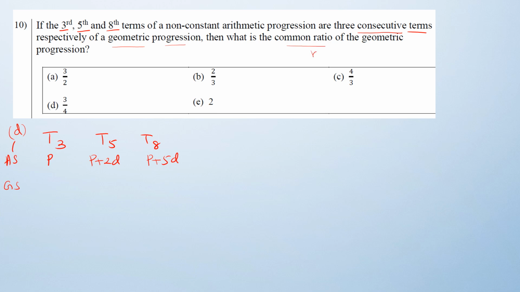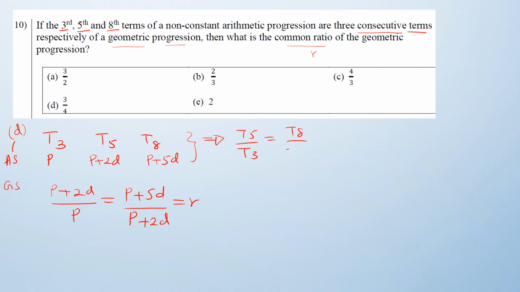So, we have 2 relations. P plus 2D over P is equal to P plus 5D over P plus 2D. That is equal to R. I mean, since these 3 are consecutive terms of a geometric progression, we have T5 over T3 the same as T8 over T5, which is equal to the common ratio. So we have 2 relations because this one equals R and this one equals R.